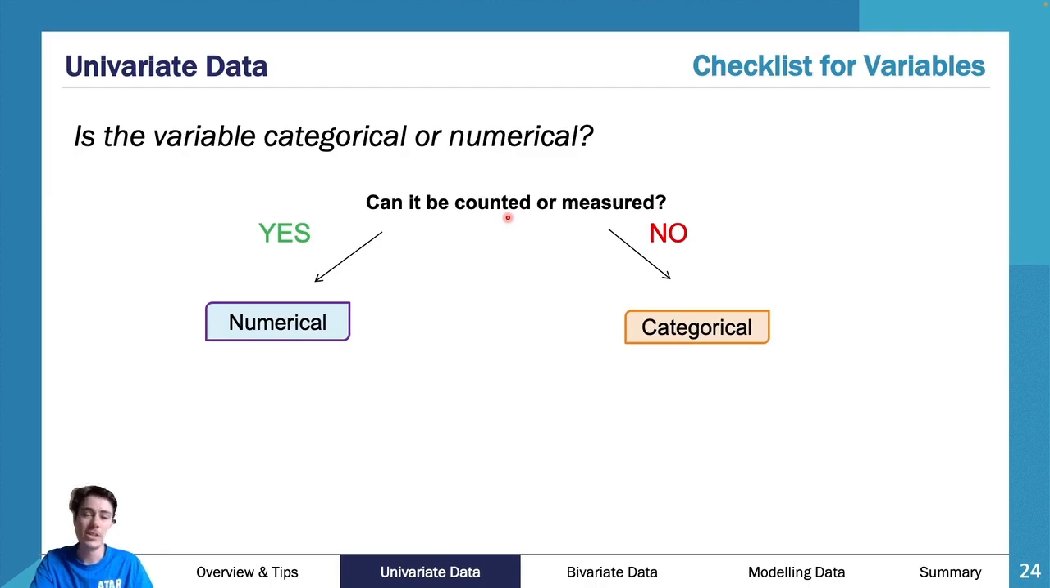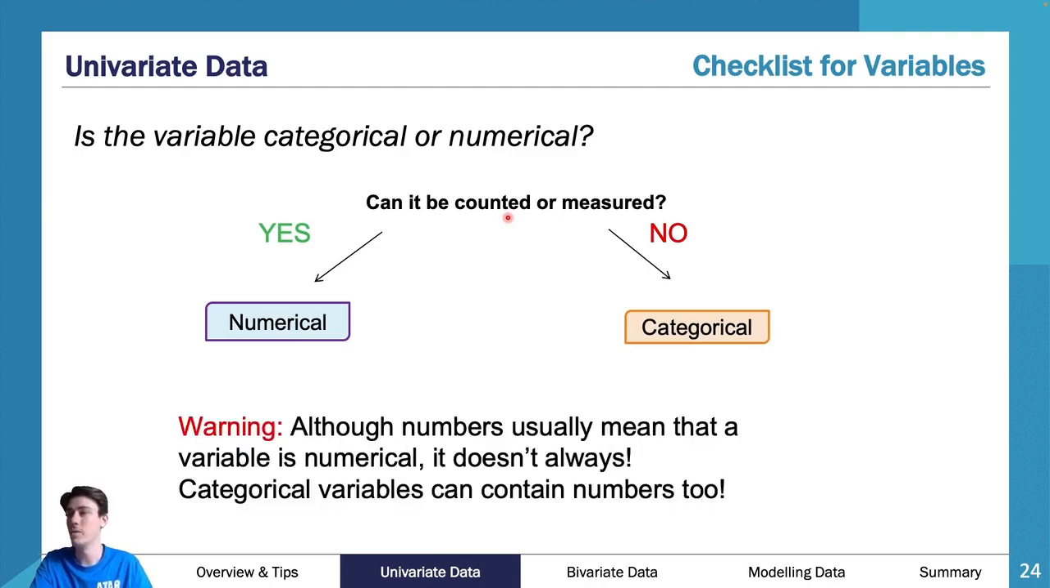Can it be counted or measured? Yes, no. Although numbers usually mean that a variable is numerical, it doesn't always. This is a really good point. A really common categorical ordinal piece of data, so it can have an order, is really common and comes up a lot. Postcodes. Postcodes are a number, so you would think that's numerical. However, postcodes describe an area. My postcode describes my area. For example, 3000 is Melbourne CBD.